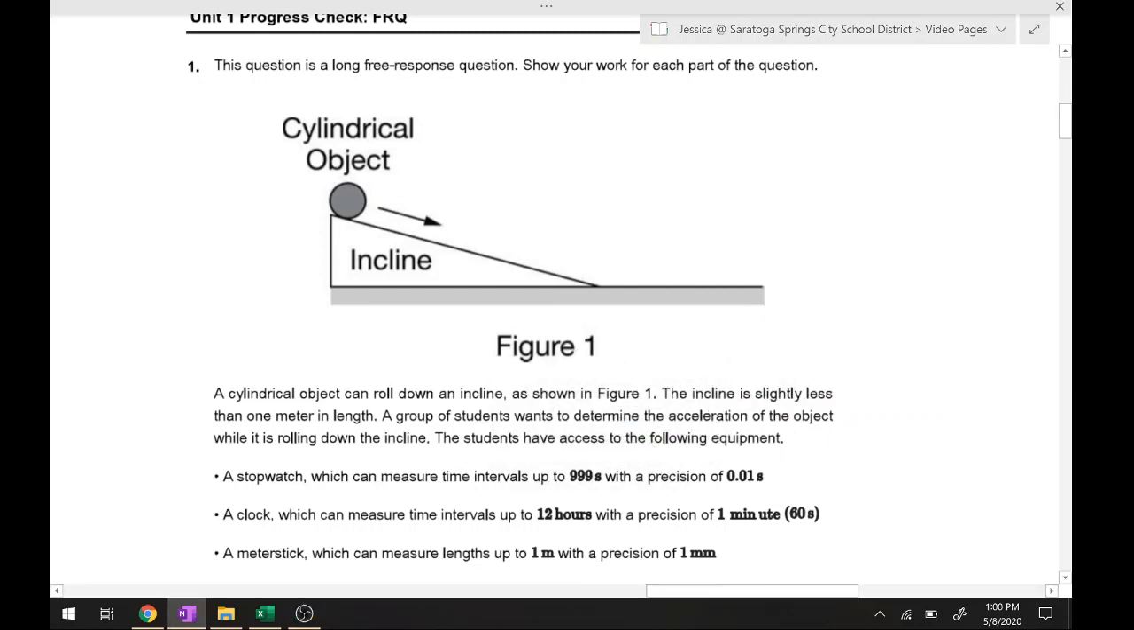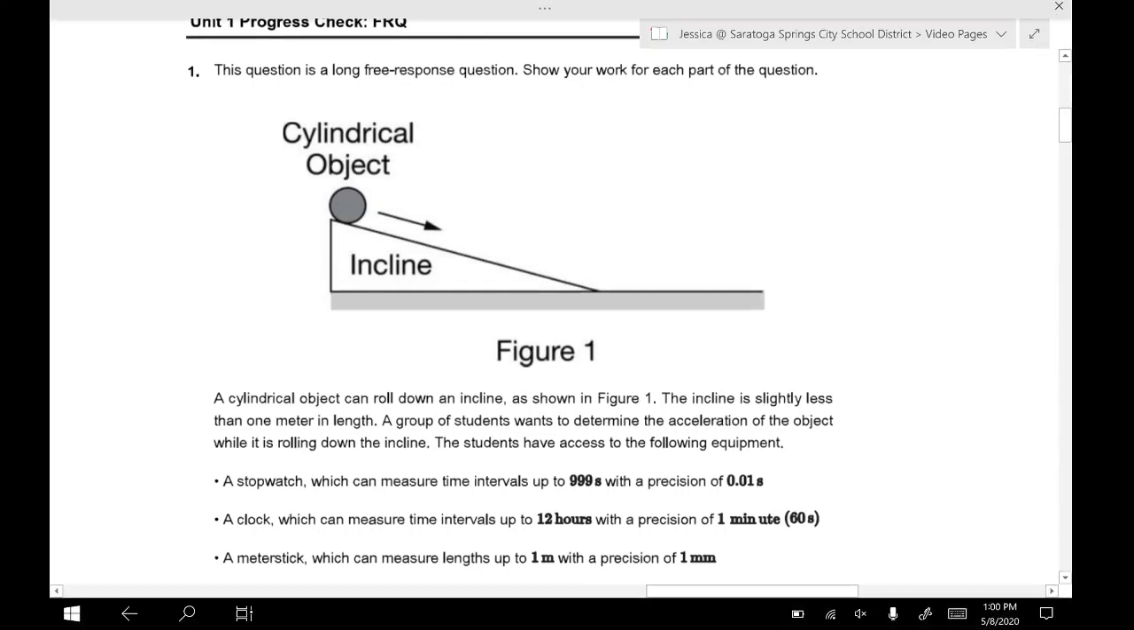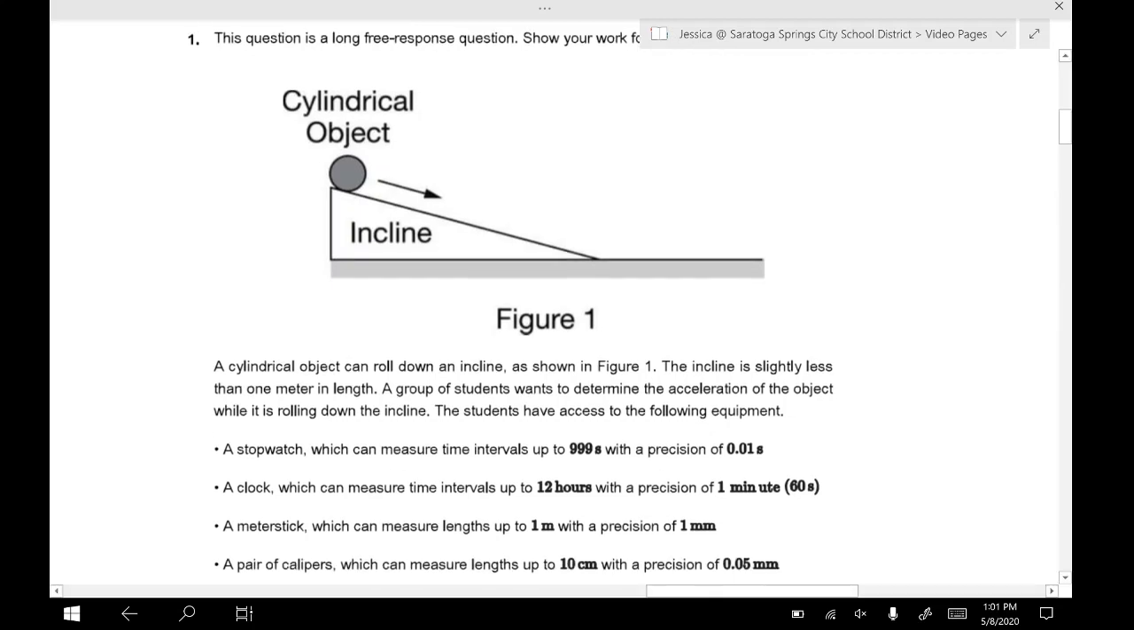All right, so this is the video for the practice problems for kinematics, or Unit 1 as it's known in AP Classroom. So we have a cylindrical object which can roll down some incline as shown in Figure 1. The incline is slightly less than 1 meter long. A group of students wants to determine the acceleration of the object as it rolls down the incline, and the students have access to the following equipment.